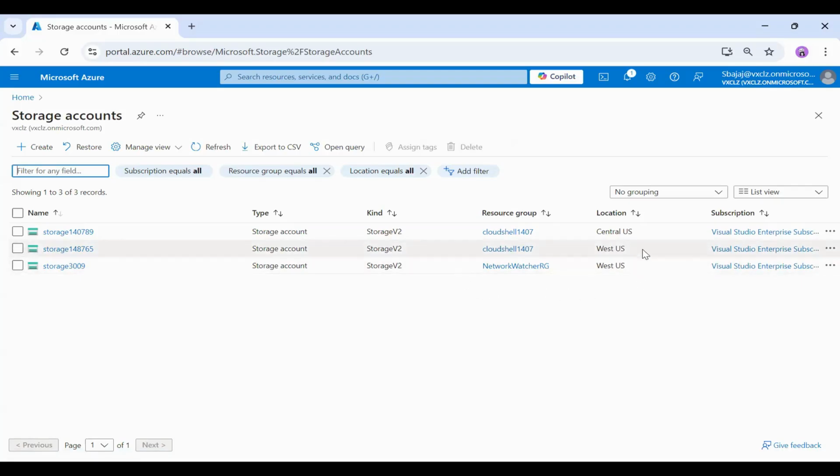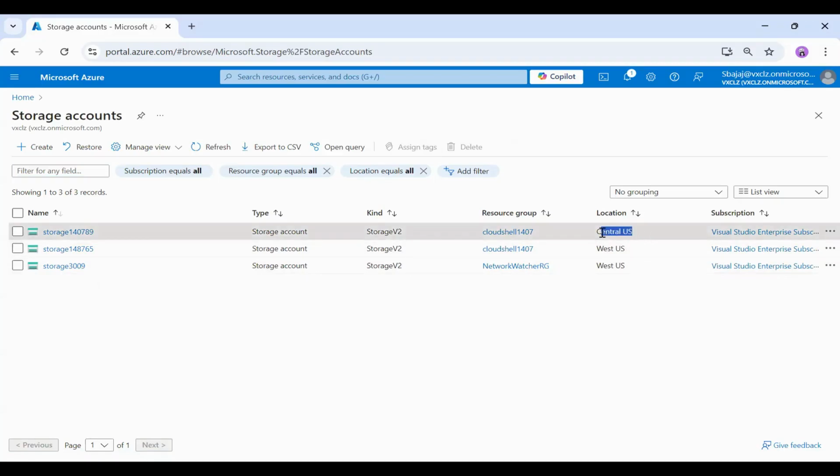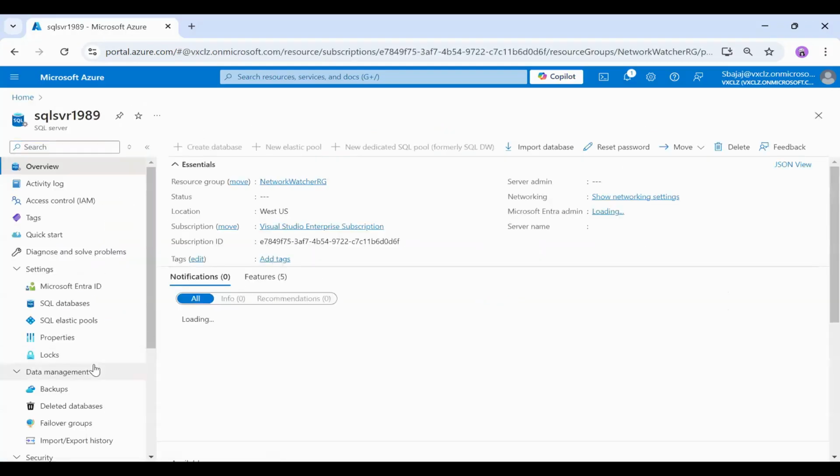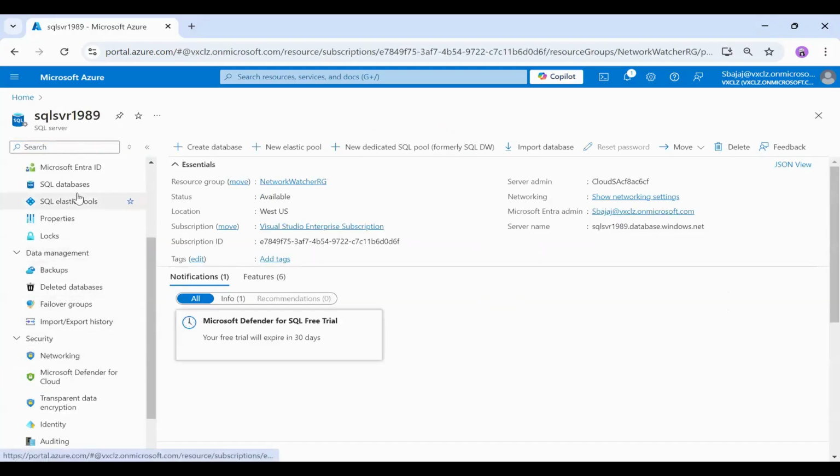And folks, two of the storage accounts are in the same location as the Azure SQL Server, whereas one storage account is in a different location. Now let's go back to our Azure SQL Server and explore the databases and try to configure the audit logging.